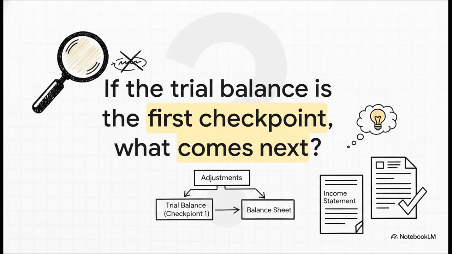And so, this all leaves us with a critical, forward-looking question, doesn't it? If the trial balance is just our first checkpoint, what comes next? How do we actually go about finding and fixing all those hidden errors we just talked about? How do we get from this mathematically balanced list to truly accurate financial statements, like an income statement and a balance sheet that we can confidently use to run a business and make smart decisions? Well, that is precisely where we're headed next in our journey.